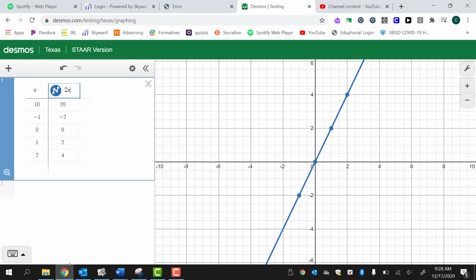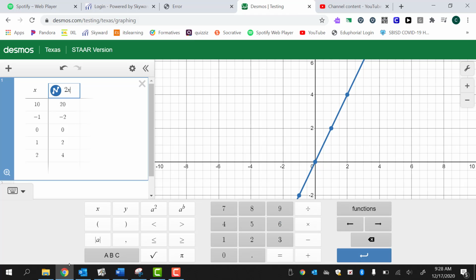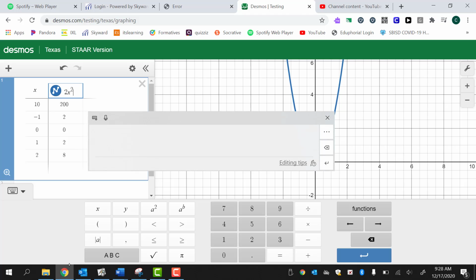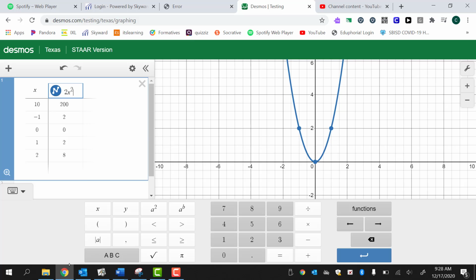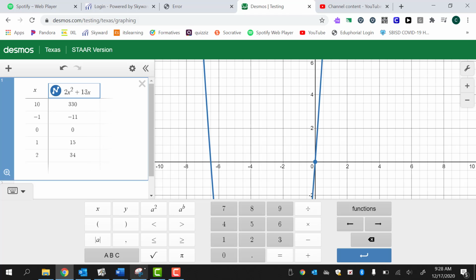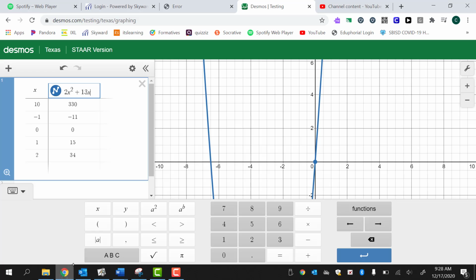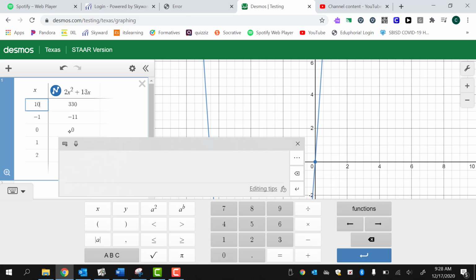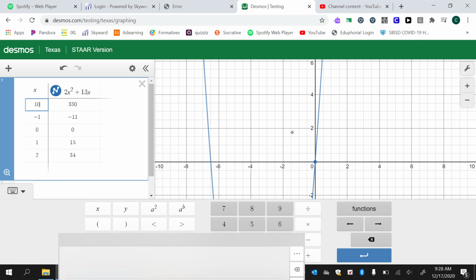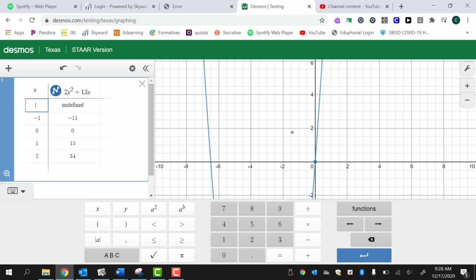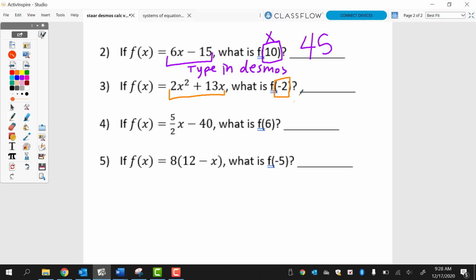If I want an exponent, if you click the little keypad down there, that's where your exponent stuff is showing up. So squared, oh my gosh. And then plus 13x. Let's double check, make sure that's right. Yep. And then I want to look for the number -2. So in there, I'm going to delete, and I'm going to put -2. And the number it pops up is -18, so that means that is the answer.